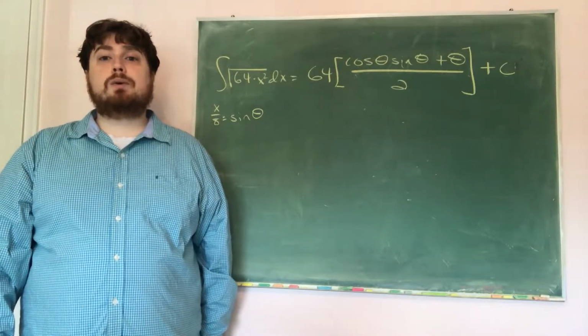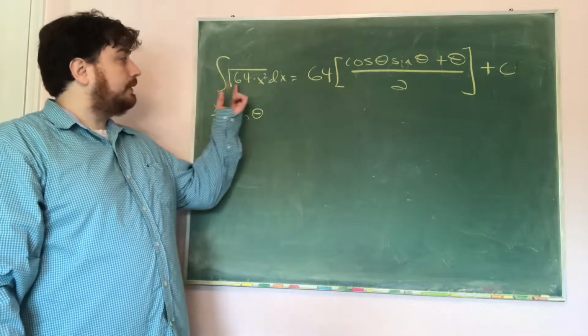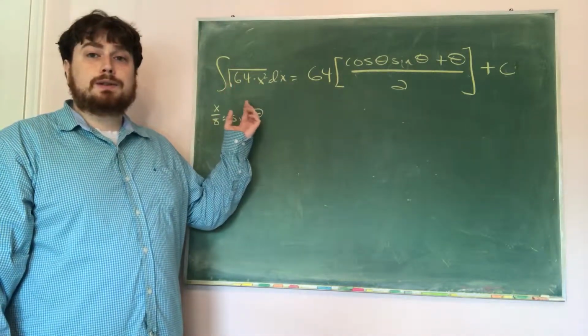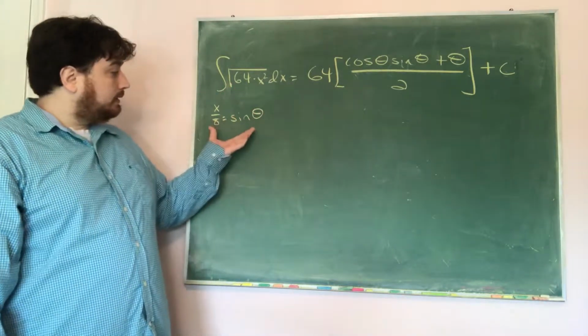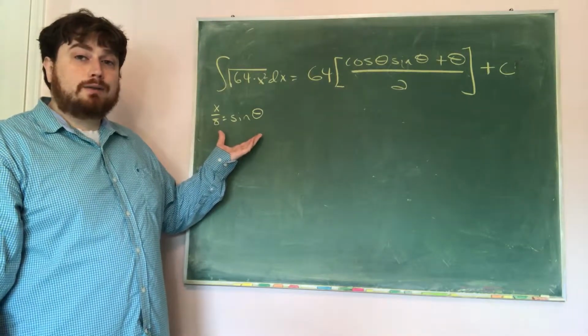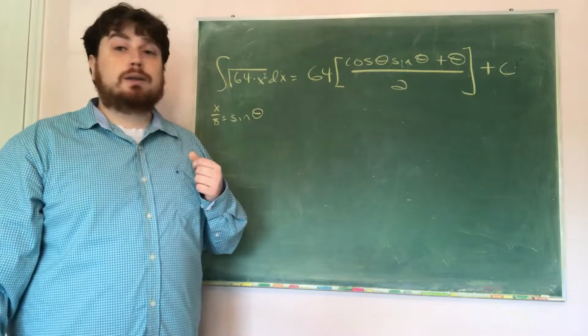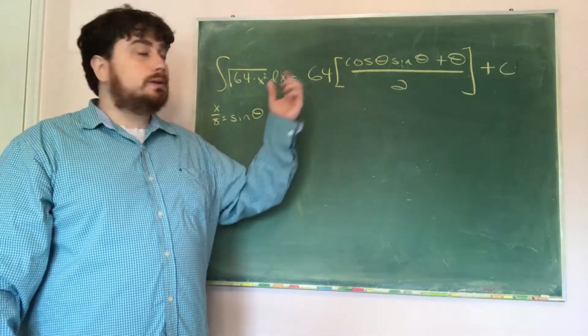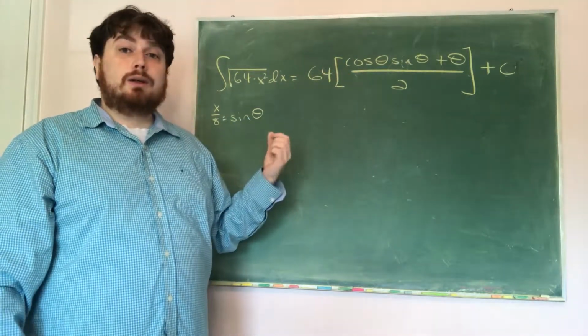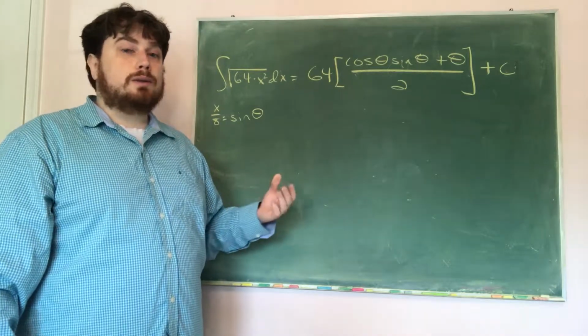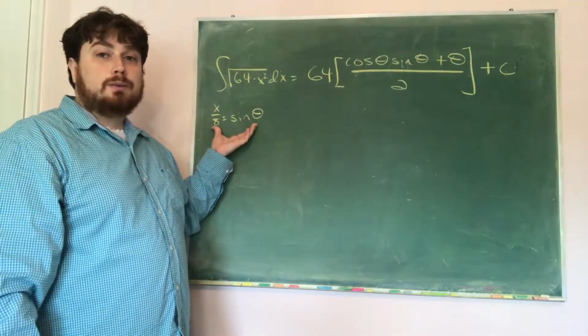Alright, so going back to our original problem, we were trying to find the integral of the square root of 64 minus x squared dx. We did the substitution x over 8 is sine of theta, and so we realized that our antiderivative is going to be this function here. However, we introduced the variable theta, so now we want to get rid of theta in terms of x by using the substitution that we used.